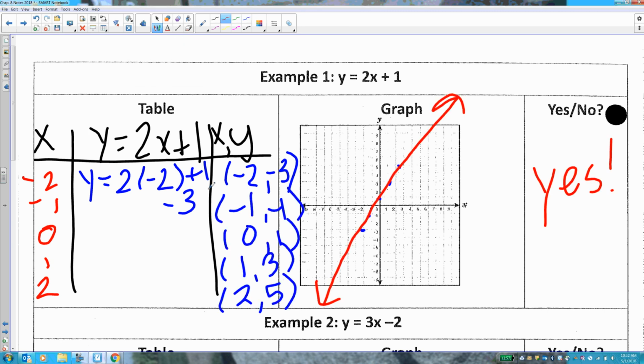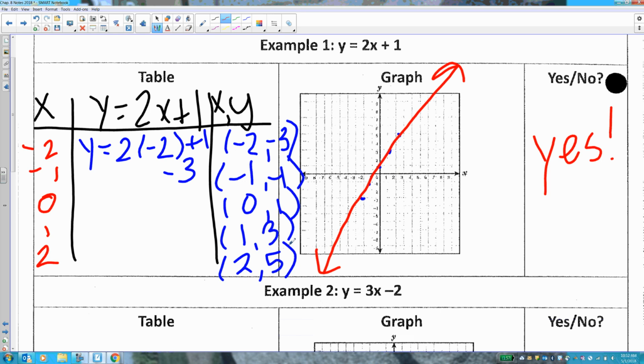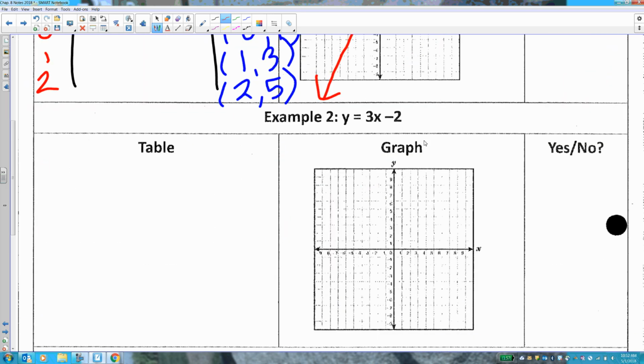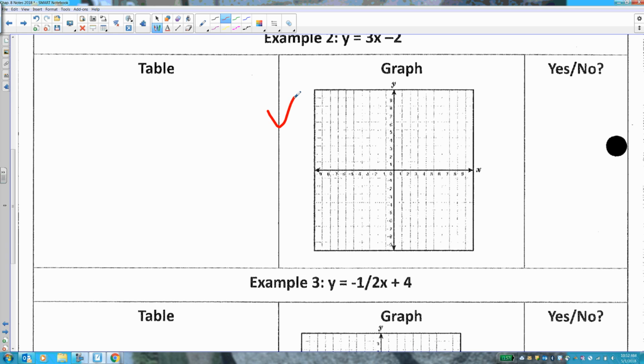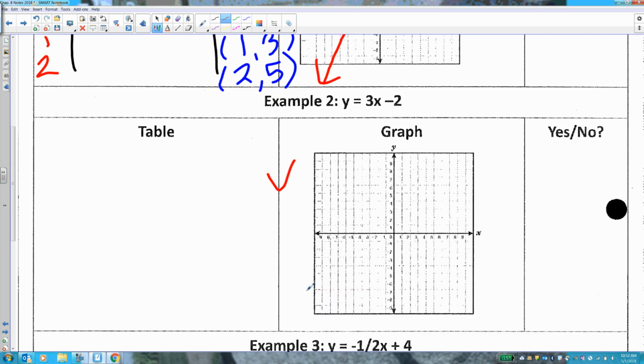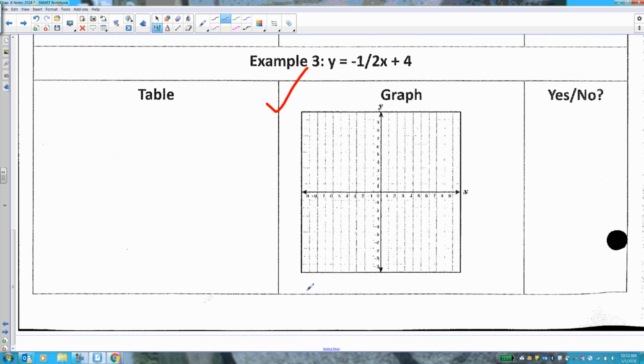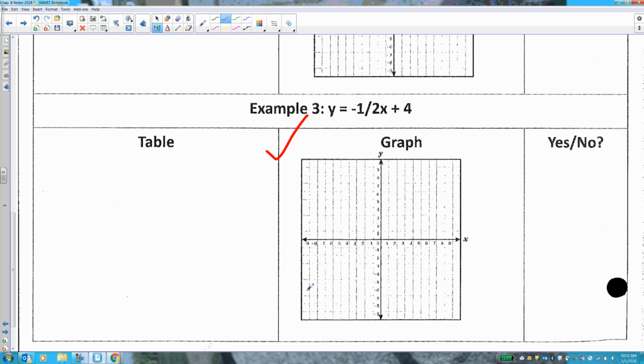All right, guys. So hopefully yours matches mine. My coordinates are in blue, and I plotted them in blue, connected them, and yes, that is a function because of the vertical line test. All right. I want you all to do this one and this one, example 2 and 3, and we'll check those tomorrow. When you're done with those, come back and watch the next part of the video.